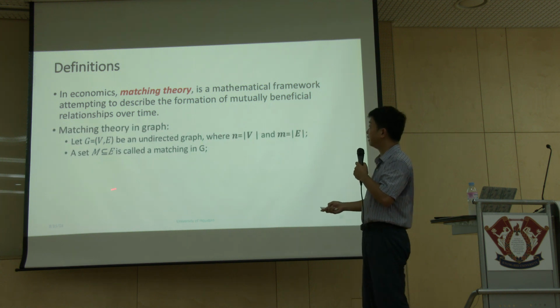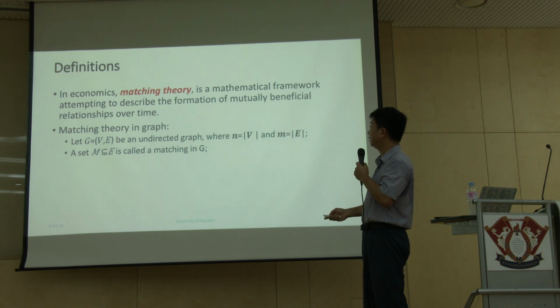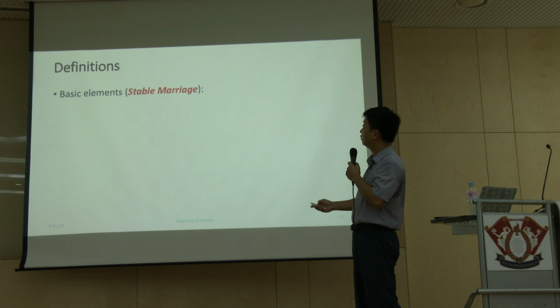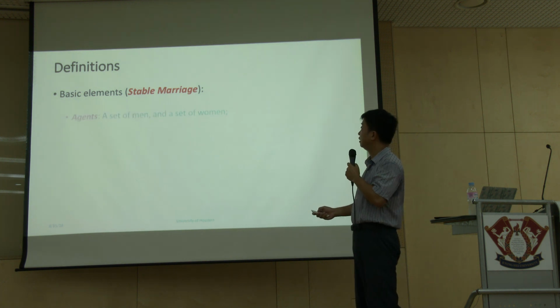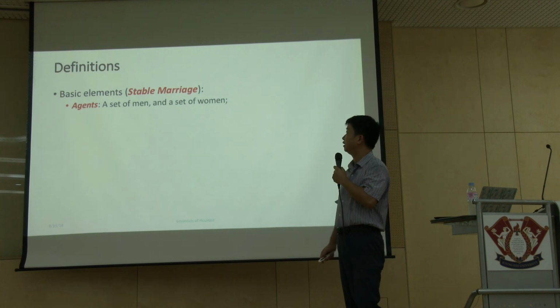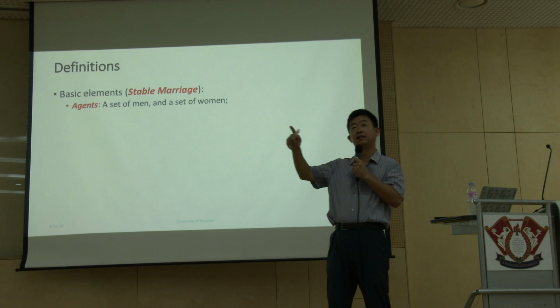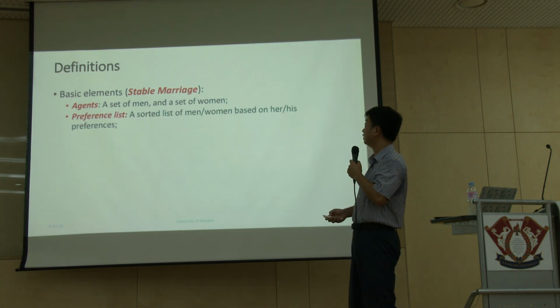But for matching theory, you have a graph, where we try to match users with different players. So let's look at the basic elements. Here we give a simple example, which is a stable marriage. We have agents. We have two sides. One side is men, the other side is women. And then we have a preference list.